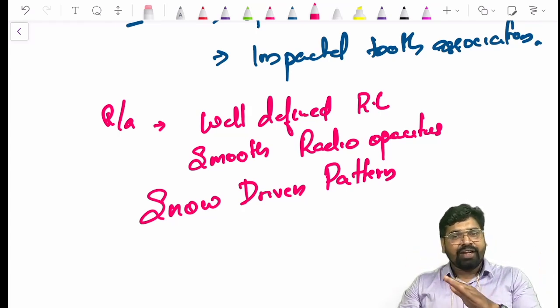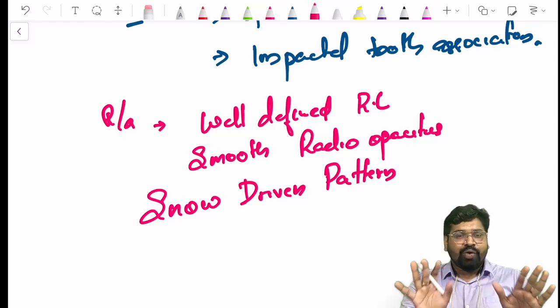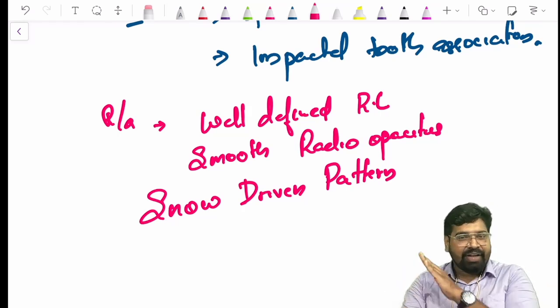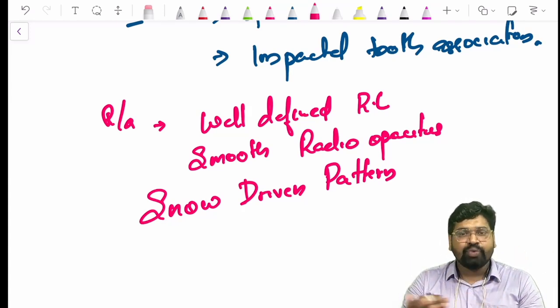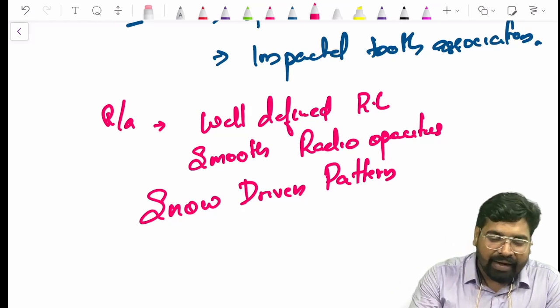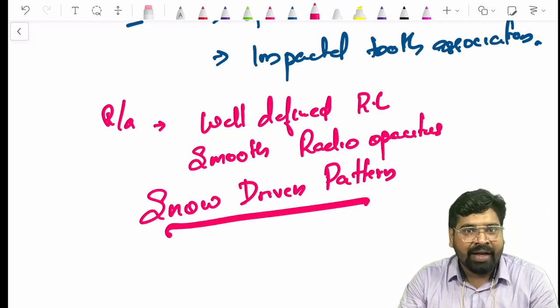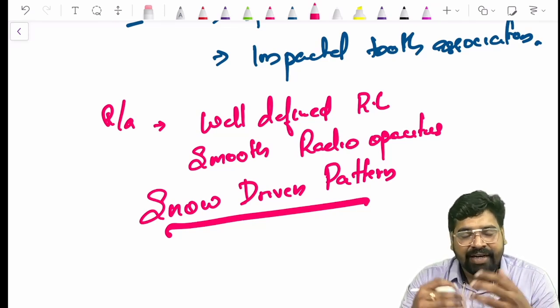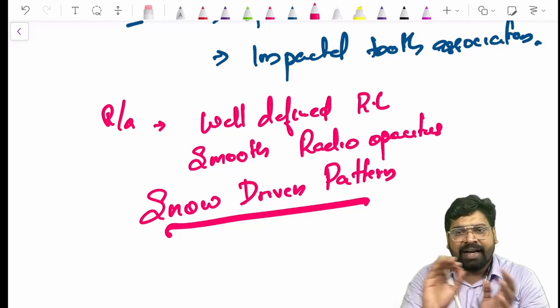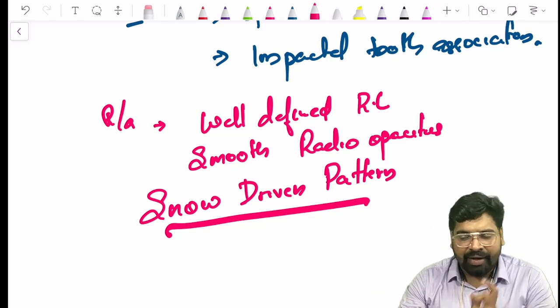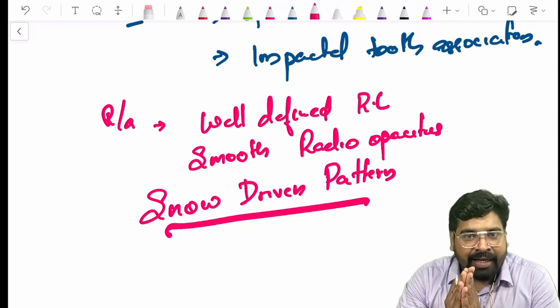The snow will fall in a very smooth pattern, and when it goes undisturbed, it will form very smooth layers. So that is the driven snow pattern. It will appear very smooth in layers. This driven snow pattern type of radiolucency is seen in CEOT. It is a radiolucency with scattered smooth radio-opacities. So that's your radiological feature.